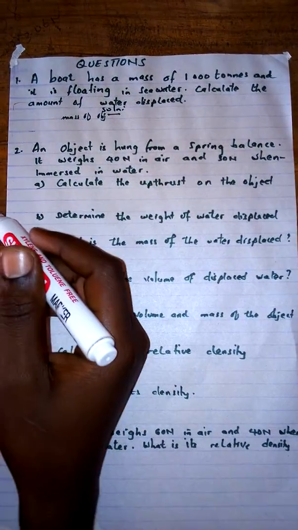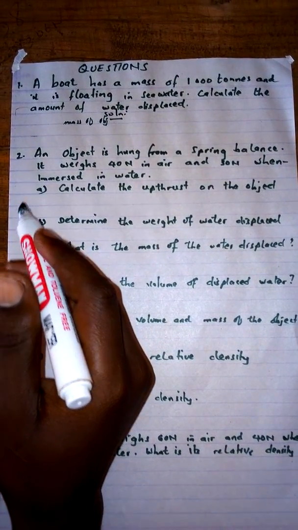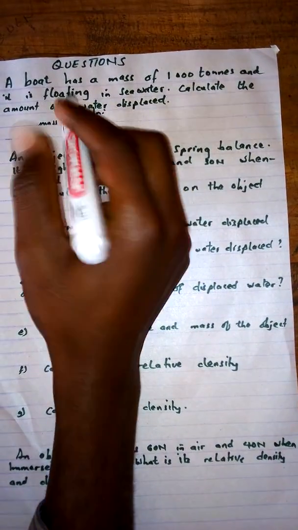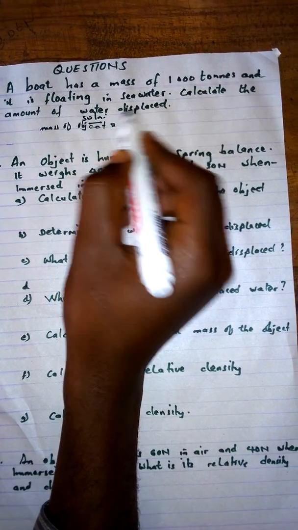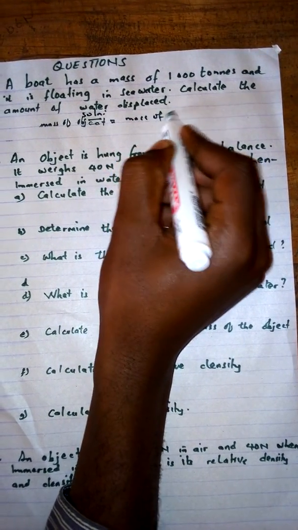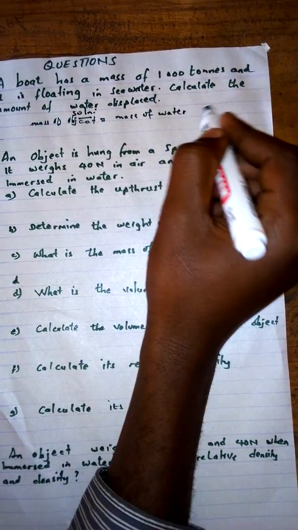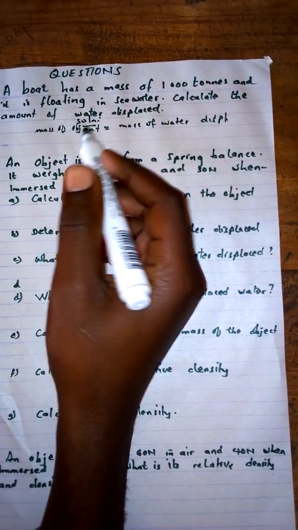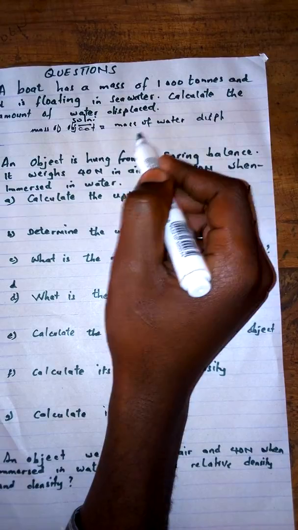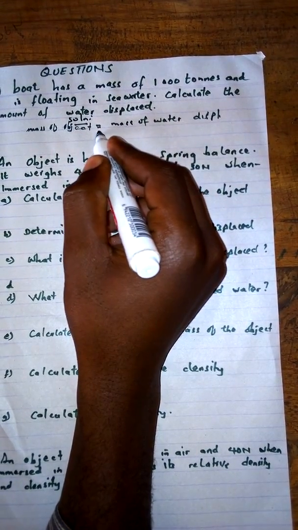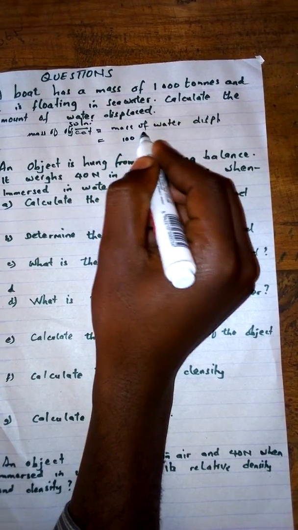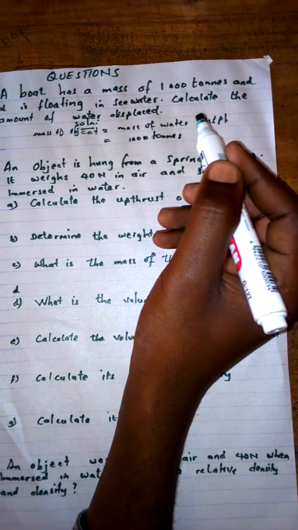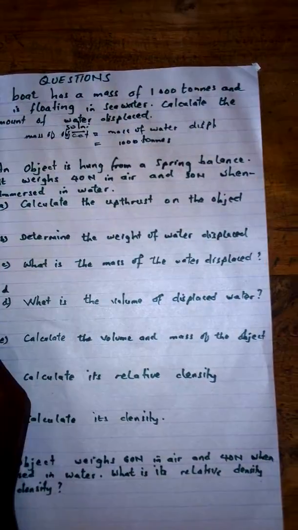So in the solution part, what you are required to understand is that whenever an object is floating, it displaces its own mass. So the mass of the object will be equal to the mass of the water displaced. In this case, the mass of the object, which is 1,000 tons, will be equal to the mass of water displaced, and this is equal to 1,000 tons, which is the answer to this problem.